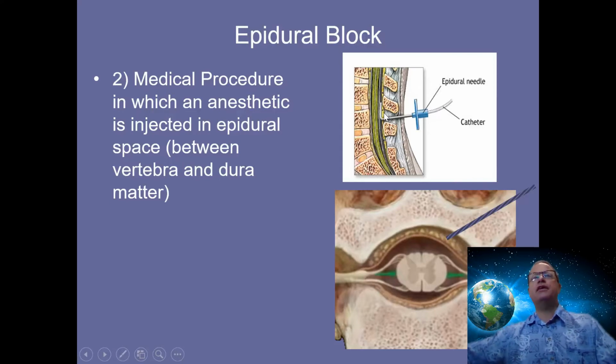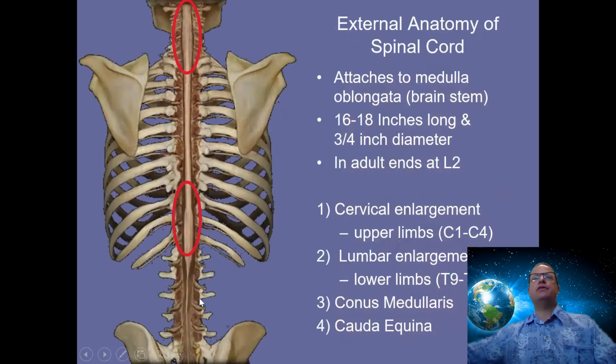In fact, they're just going on top of the dura mater, and there's a little fatty area right there, and they're injecting that anesthetic into the epidural space. And that anesthetic basically makes its way around to the nerve roots and causes a localized anesthesia just in that area. So again, it's a pretty safe procedure as long as it's done by skilled personnel.